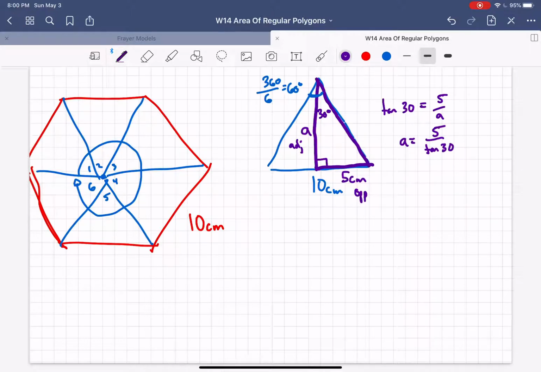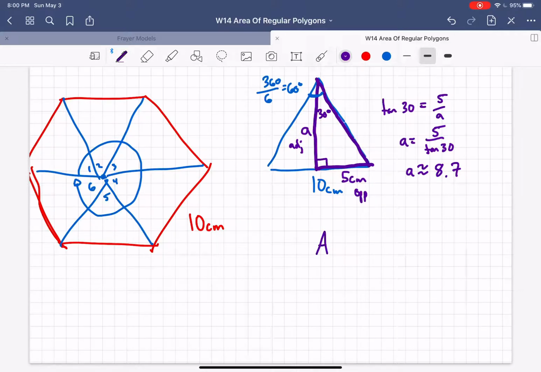So unless we have the apothem already, we're going to have to do a little bit of work to actually find it. In this case, that means trig. So let's try that out. We do 5 divided by the tangent of 30 degrees, in which case we get A is approximately equal to 8.7.